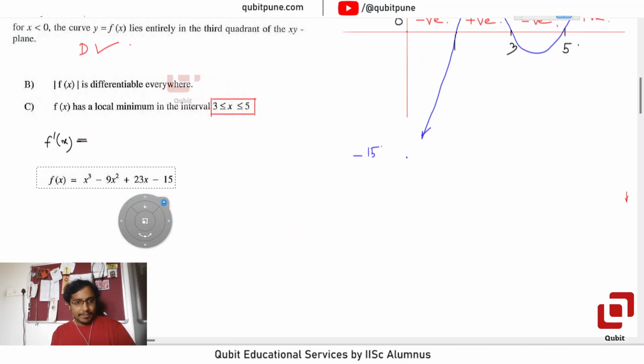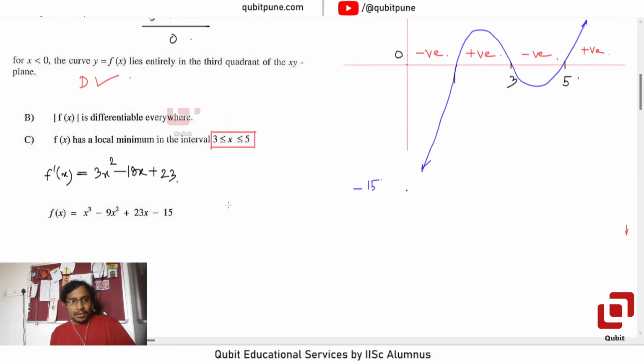What would it be? F dash of x would be 3x squared minus 18x plus 23. Now what is f dash of 1? It would be 3 minus 18 plus 23. We don't care what value it is, but we know for sure that it is positive. So the function is increasing at x equal to 1, we know that.